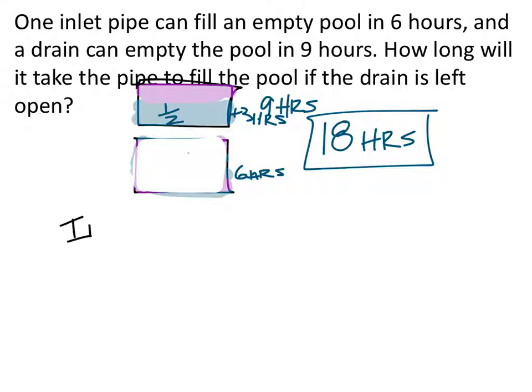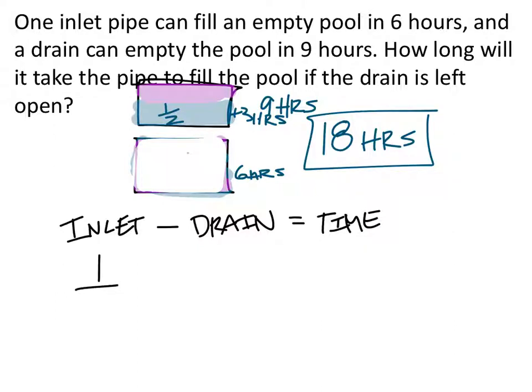We've got the inlet, right? And we got the drain. Now, since this is a drain, as it turns out, we're going to be taking that out, so it's really a subtraction problem, just like the ones before, but instead of addition, it's subtraction. And then this should equal, I guess, in terms of time or pools, however you want to look at it. Okay. So the inlet, it will do one pool in 6 hours, and we're going to subtract from that one pool every 9 hours.